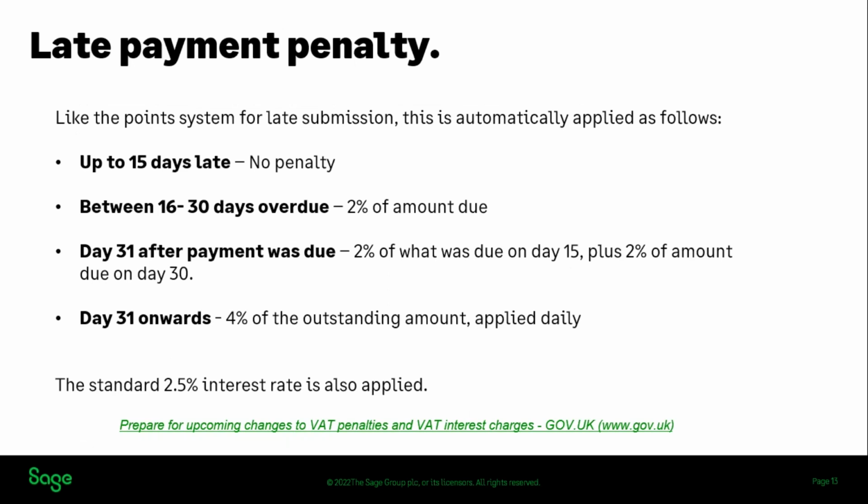And then we do also have the late payment penalty, which is a little bit more complicated. So if you do pay up to 15 days late, at the moment there's no penalty. If you pay between 16 and 30 days late, you're going to have to pay 2% of the amount due as a penalty. From day 31, it's 2% of what was due on day 15 and 2% of the amount due on day 30. And then from day 31 onwards, you're going to be starting to get a 4% penalty on the outstanding amount applied on a daily basis. So bear that in mind. And there is also interest applied on top of that as well. So just something to consider.